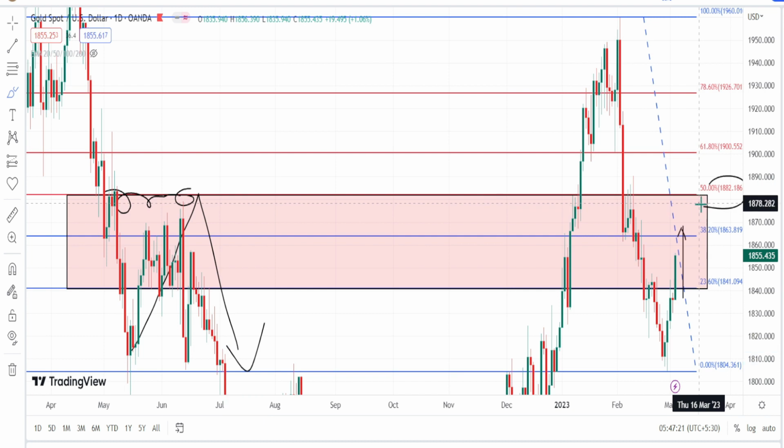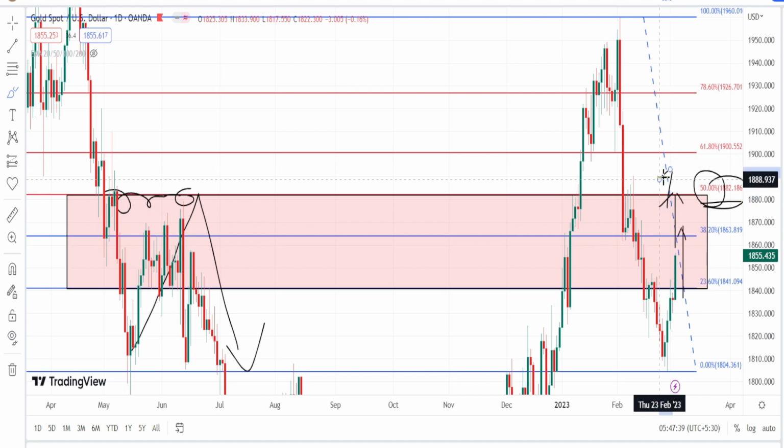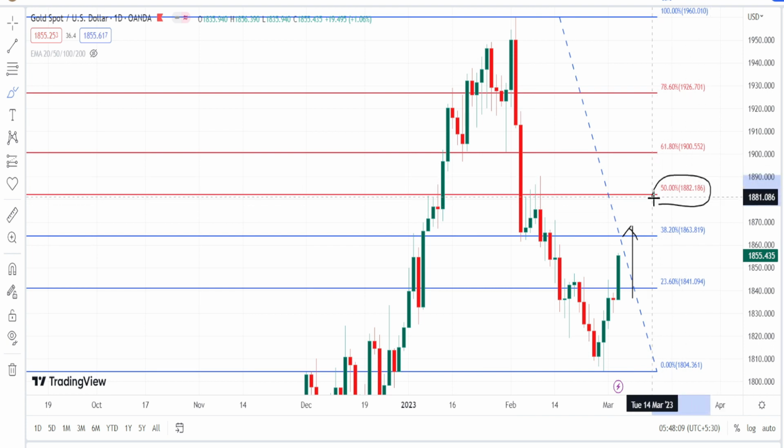So the very strong resistance is going to be around 1882, which is also the 50% retracement level of the Fibonacci retracement tool. So only when the price action breaks this resistance level, we can get the confirmation on the bullish side trend reversal. Till this level of 1882, we can only consider this as a retracement. It is not a bullish trend reversal in daily time frame.